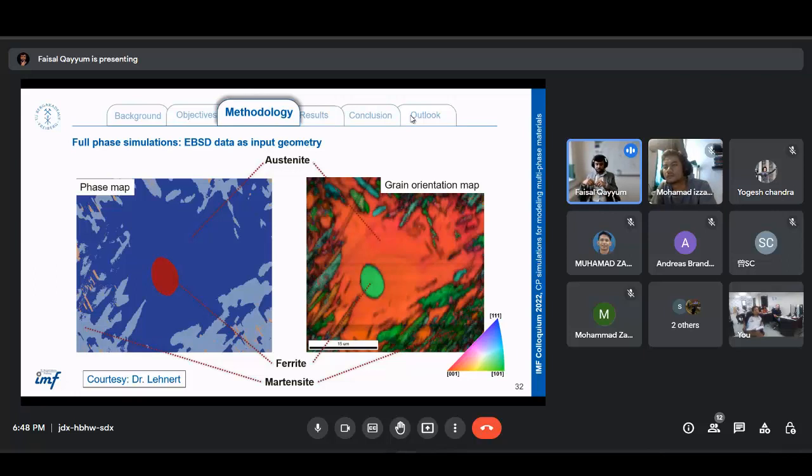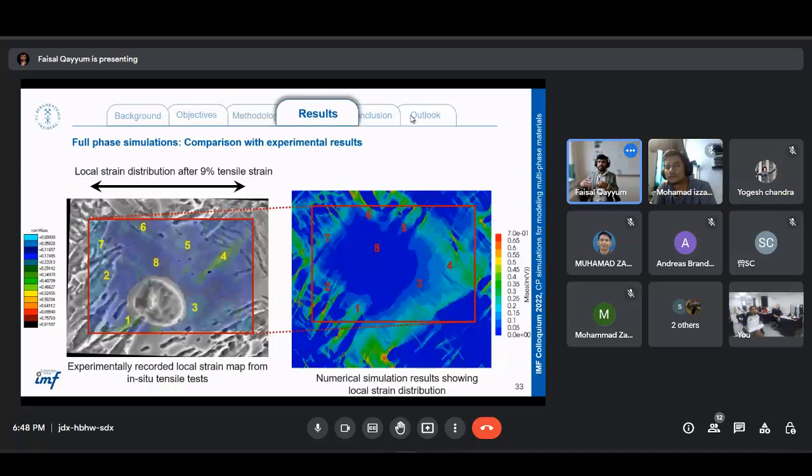What we did here was we used this EBSD local area as a geometry file for our DAMASK simulations. We applied 9% tensile strain and then looked at the local strain measurements. On the other hand, this material was deformed in situ in the electron microscope, and several pictures were taken from the beginning to 9% strain, and then using digital image correlation tools, strain measurement was carried out. Then we can see the comparison between the predictions from simulations and the observations in the experiments.